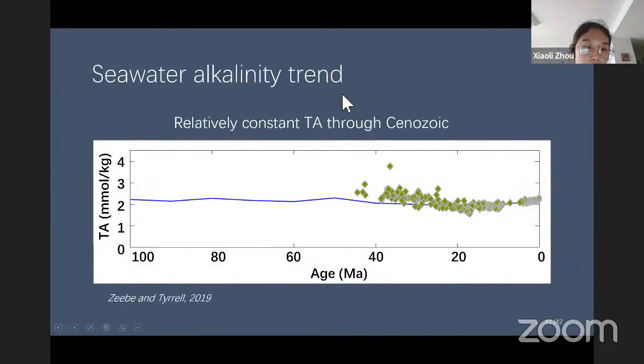So based on the model of Xavier and Tyrrell 2019, they suggest that the alkalinity has been relatively constant throughout the Cenozoic. This actually in turn confirms that the changes in calcium must be accompanied by the changes in magnesium, so that the alkalinity associated with magnesium and calcium can be balanced.